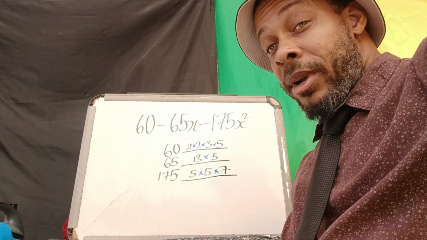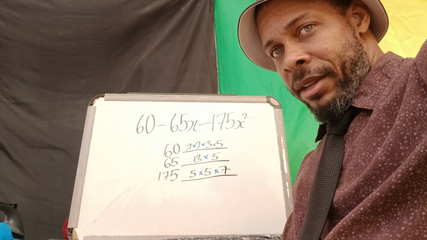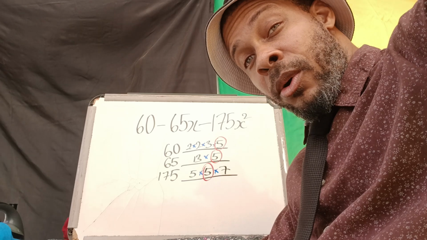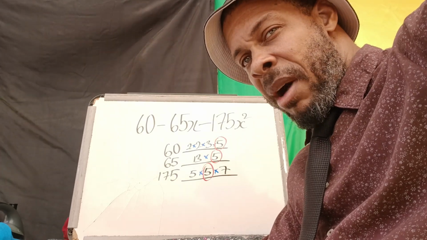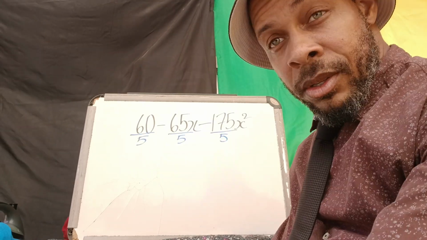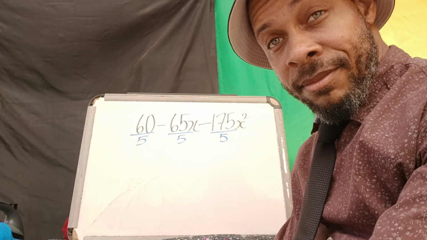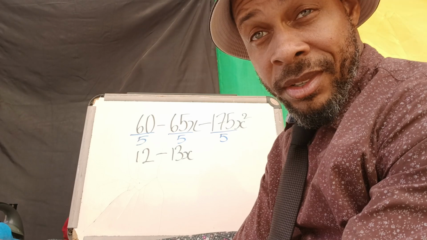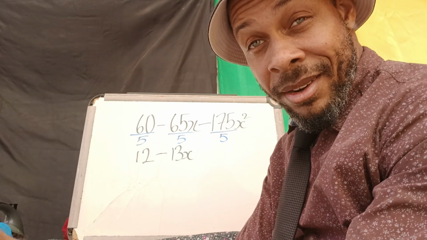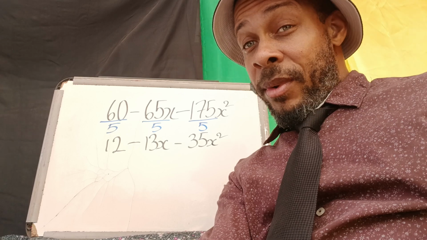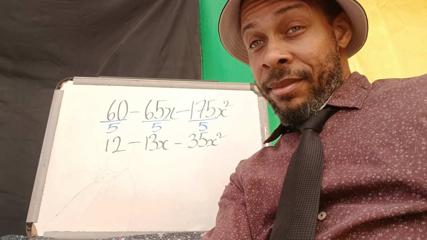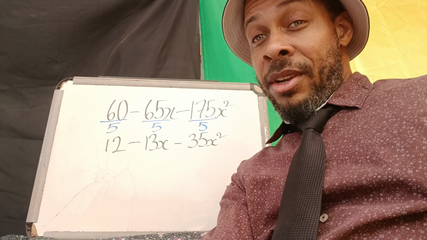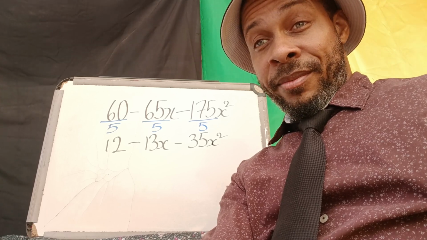Okay, so we're going to find the HCF, which is clearly in front of our face, right? So why don't we divide everything by 5? So now we'll get 12 and then 13 and then we get 35. So when you divide everything by 5, it looks like 12 minus 13x minus 35x squared.